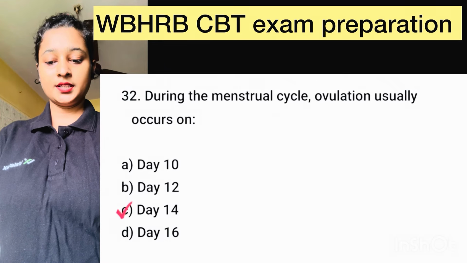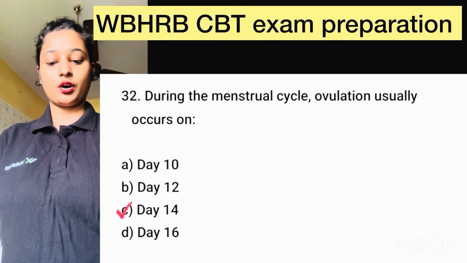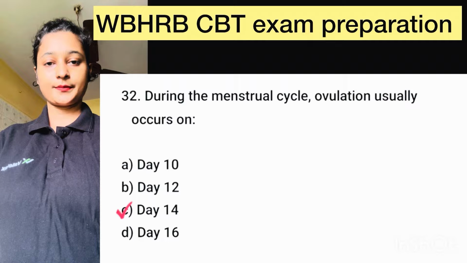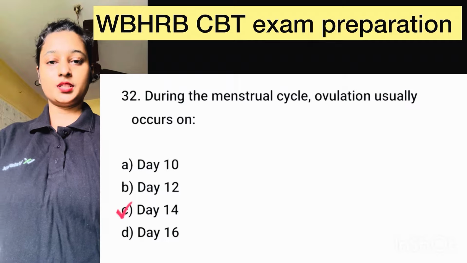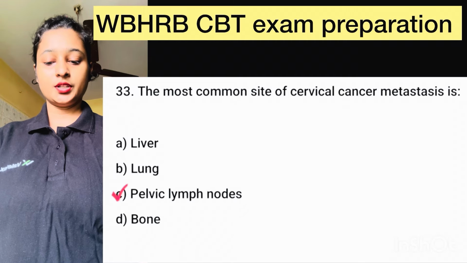Question number 32. During the menstrual cycle, ovulation usually occurs on. Here correct option is option C, day 14. Question number 33. The most common site of cervical cancer metastasis is.